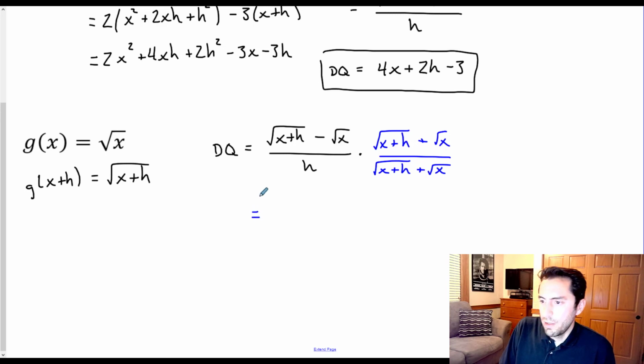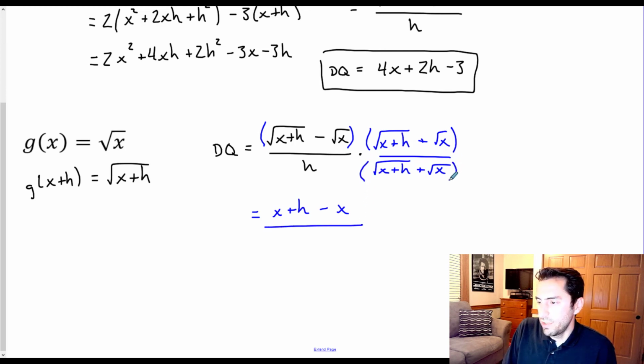Okay. Now, numerator and denominator act as grouping symbols. So when I multiply these together, since one is positive and one is negative in the middle, that middle term cancels out. And all we're left with then is x plus h, the square root goes away, and then minus x. And in the denominator, now it's h times all of this stuff. So we have h times our square roots.